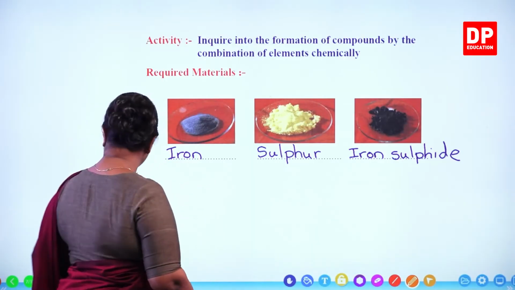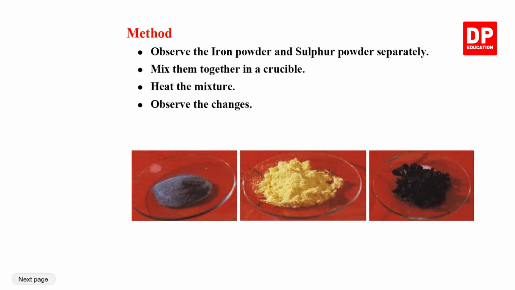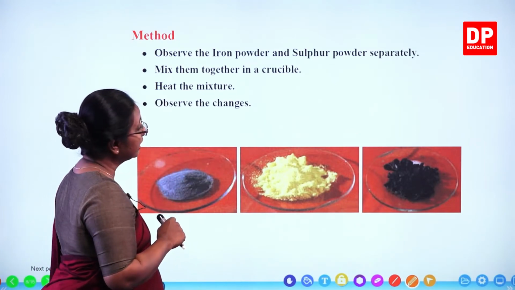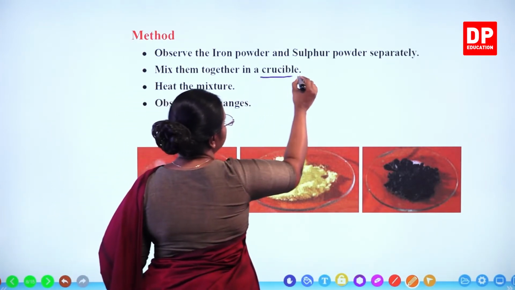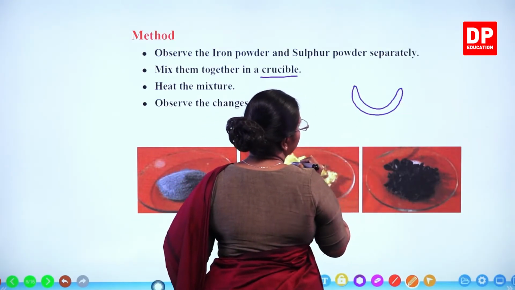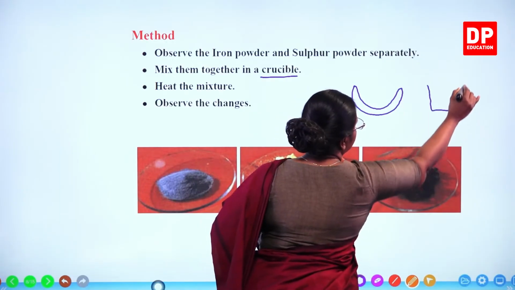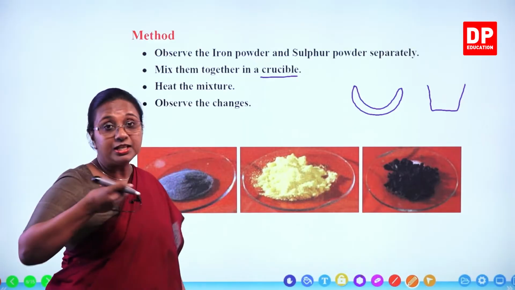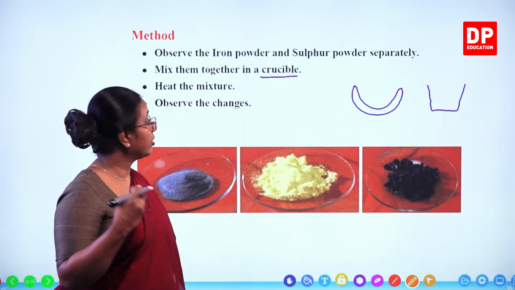So a simple activity, we will go through the method again. Method, observe the iron powder and sulfur powder separately. So iron powder, sulfur powder, you have to observe them separately. You can note down the properties as well. Then mix them together in a crucible. I told you all about crucible. Crucible will be a container like this, or this, or something like that, which you can heat for a very, very long time. A very thick one. So you can heat it for a long time.